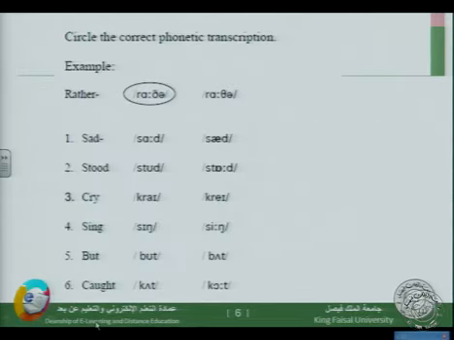So let us now move to another part of the skills that we have learned this class. Circle the correct phonetic transcription, and also it's a very important exercise. It's more advanced than the previous exercise. For example, rather, rather.